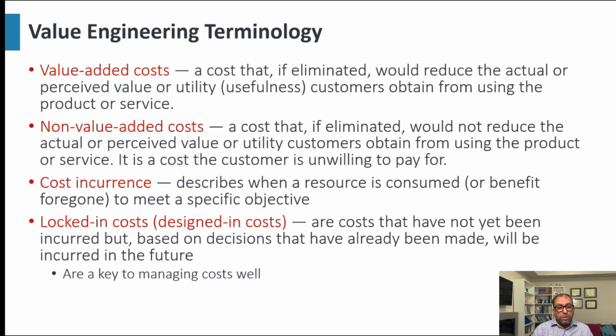Cost incurrence. Now there are two types: cost incurrence and locked-in cost. We say that cost incurrence is described when resources are consumed or benefit foregone to meet a specific objective: already done, already spent, or already consumed. But locked-in costs are costs which we're going to incur in the future, but we know that they are fixed, that we cannot change them.